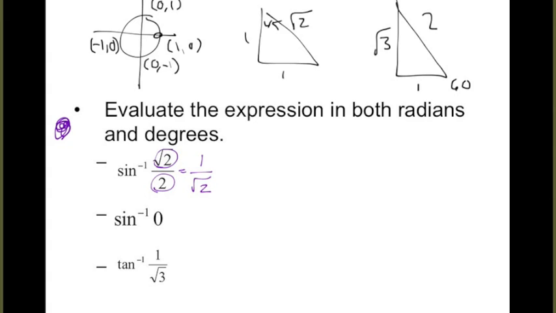Okay, so for sine, after we unrationalize it, we want to think about SOHCAHTOA. What's SOHCAHTOA for sine? Opposite over hypotenuse. So then I need to find an angle that has a hypotenuse of a square root of 2 and is across from a 1. So what angle would that be? 45. And 45 goes into 180 4 times.